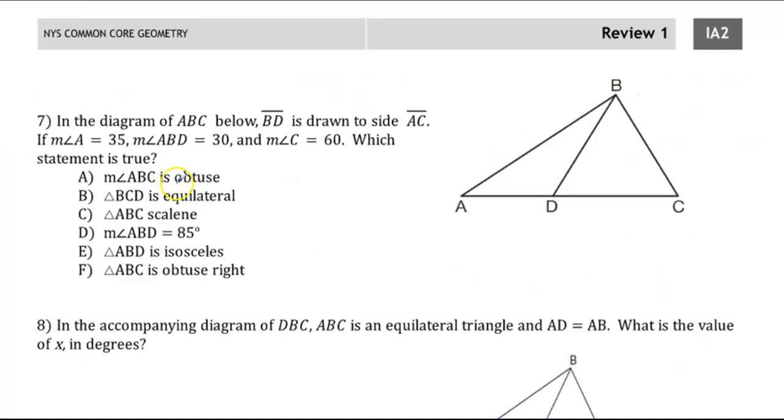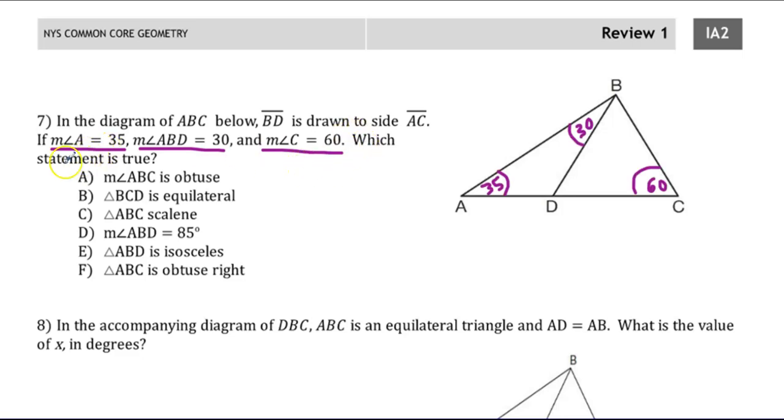Moving on to the next question, question 7. In the diagram of ABC below, we have BD drawn to side AC. This doesn't tell us anything particular about what type of line this is, but it just tells us that BD is a straight line and it's intersecting this line AC. It tells us that the measure of angle A is 35, the measure of angle ABD is 30, and the measure of angle C is 60. Let's label the diagram now.